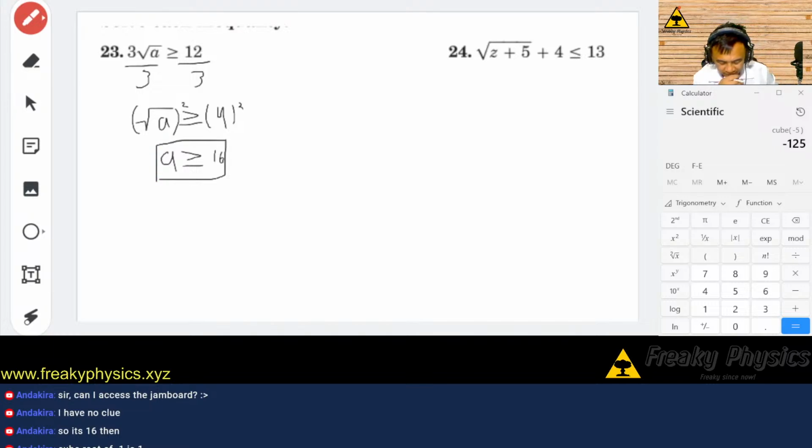How about number 24? Negative 4. Oh shoot. 9 is greater than or equal to z plus 5.